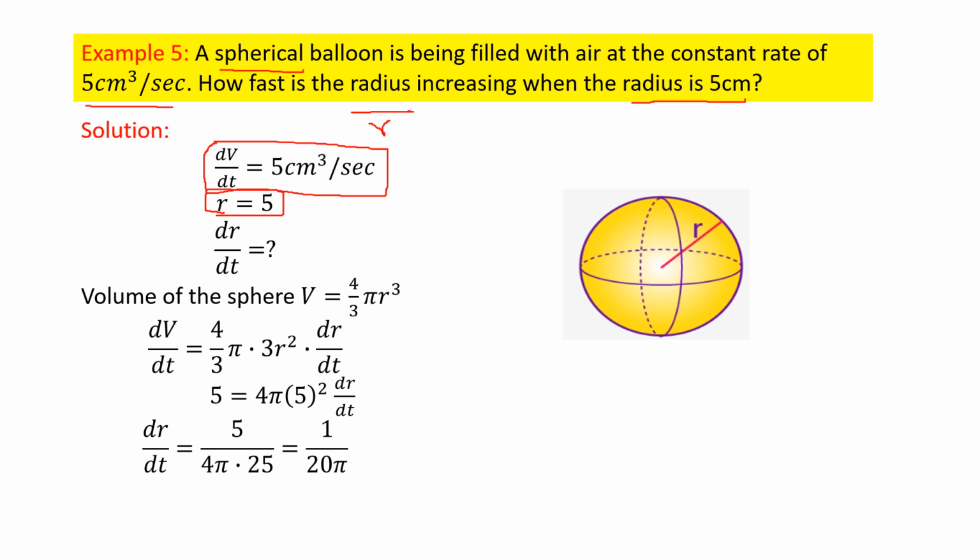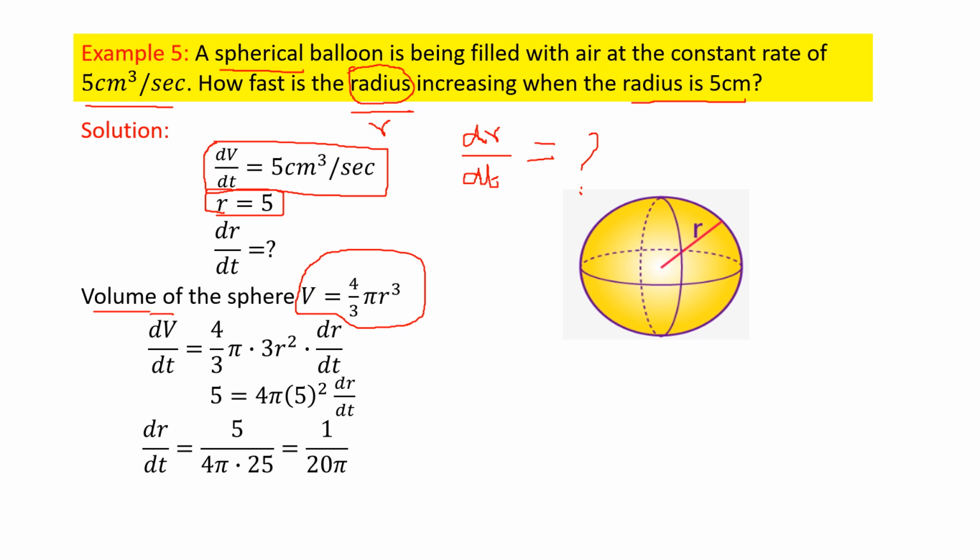What do we have to find? We have to find how fast the radius is increasing. So that means we have to find dr. Since the second variable is not given, as I told you before, we have to take it as time. So dr by dt we have to calculate. To find dr by dt, once again we have to write the volume of the sphere, which is given by v equal to 4 by 3 pi r cube. Then differentiate both sides with respect to t.